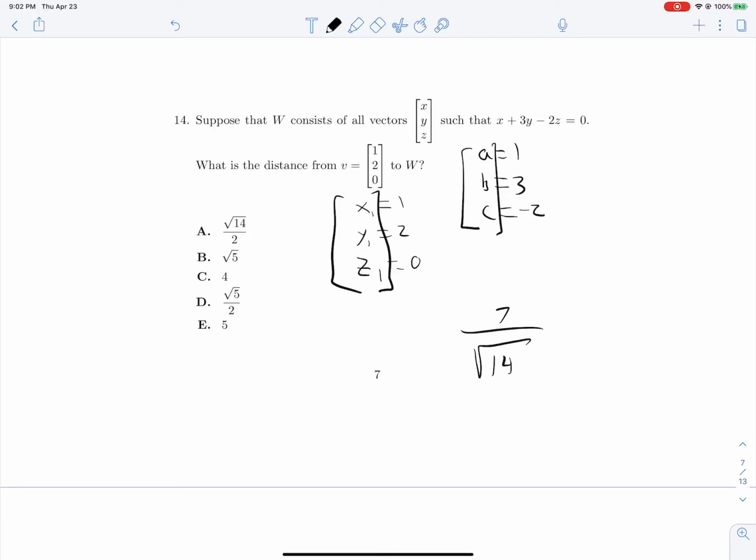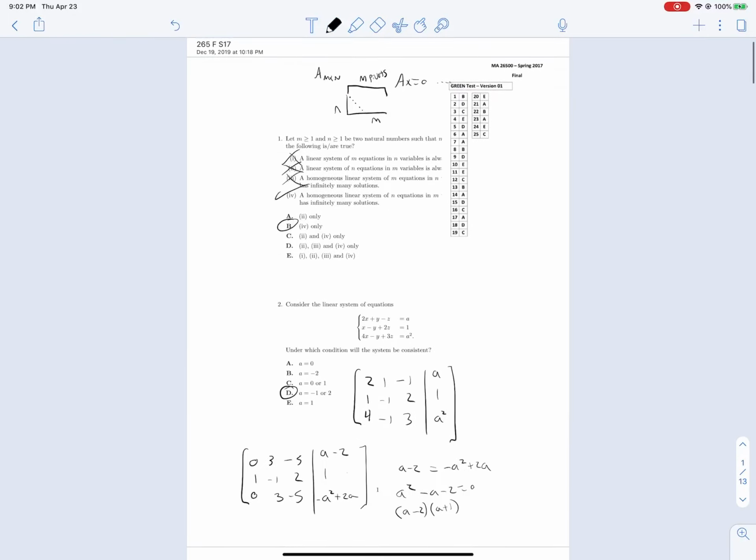And careful, you might be a little worried at this point, as was I. I wasted way too much time getting 7 over root 14 and looking at the answer choices and getting unhappy. But multiply both sides by root 14. We get 7 root 14 over 14, or just root 14 over 2. So 14 is A.